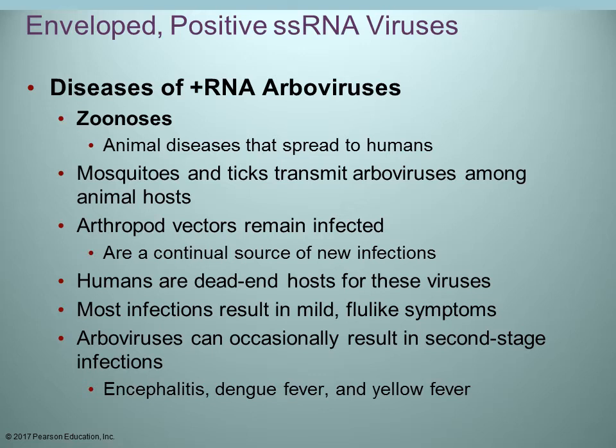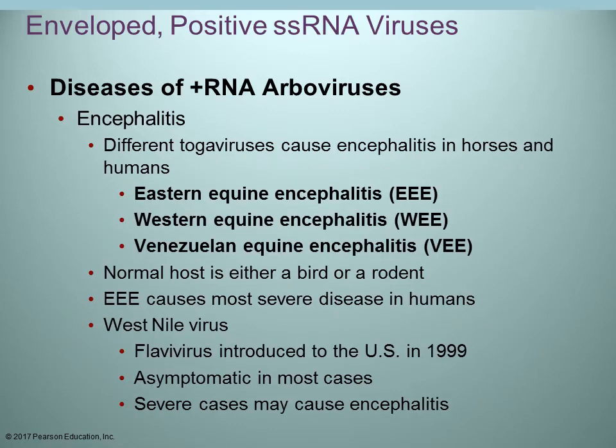Arboviruses sometimes can end up with secondary infections, or what we call second stage infections, which are more serious: encephalitis, dengue fever, or yellow fever. Several different Togaviruses can cause encephalitis in both horses and humans. And so that's why it has the name equine associated with it. So Eastern equine encephalitis, Western equine encephalitis, or Venezuelan equine encephalitis. The normal host is either a bird or a rodent, depending on which one you're talking about. The Eastern equine encephalitis is the most severe of the diseases in humans.